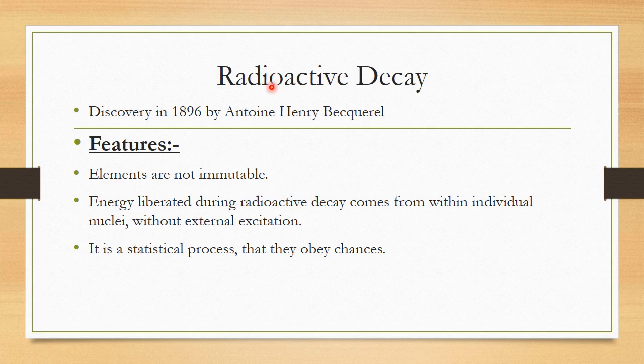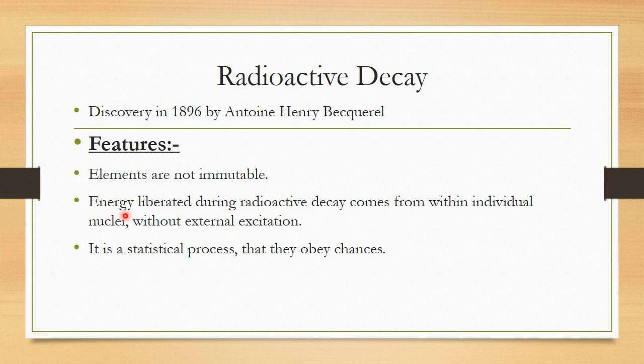Radioactive decay was discovered in 1896 by Antoine Henri Becquerel. This name you may be familiar with. Now, the important features of radioactive decay are: the first point is that elements are not immutable. That means when a nucleus undergoes alpha or beta decay, its atomic number changes from one value to another and it becomes an entirely different element. That means elements are not immutable.